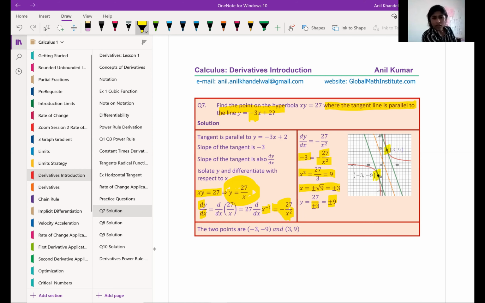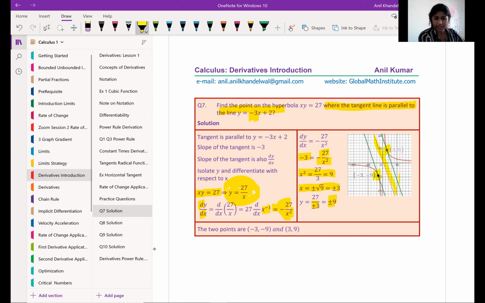Perfect. So you understand, find the points on parabolas. We found the points on parabolas where the tangent line will be parallel to the given line. Since we equated dy/dx with the slope of the line, we know they are parallel, correct?